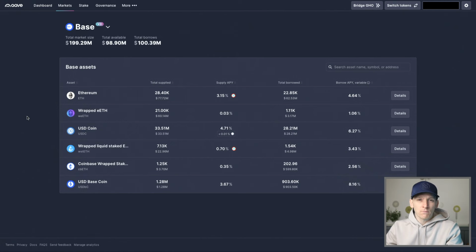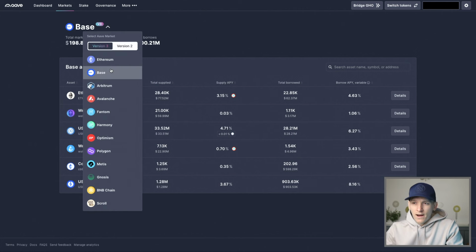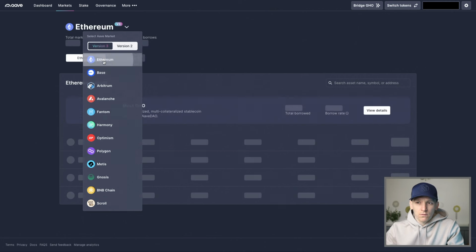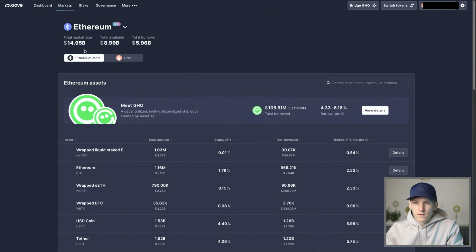Aave supports many different markets. That's what they call them, but they're actually just different blockchains. So if you go to the markets tab here, I'm on Base. Now you can use Ethereum, you can use any of these blockchains. The Ethereum mainnet has the largest market. You can see right here the total borrows are about 6 billion, market size is 16 billion.